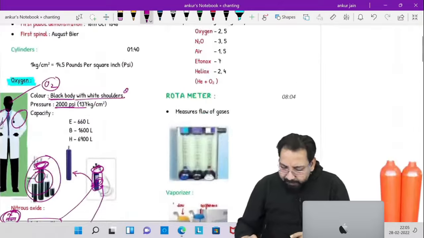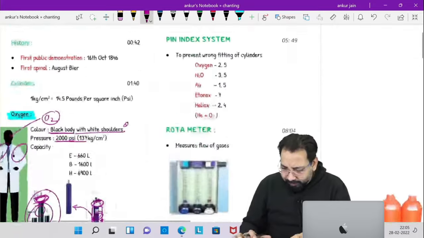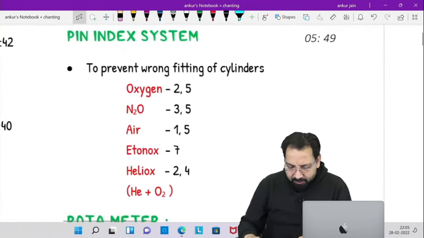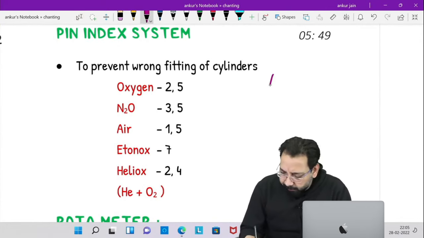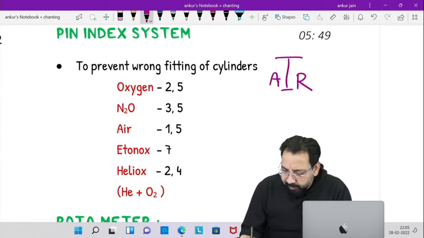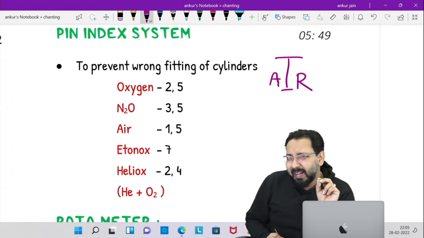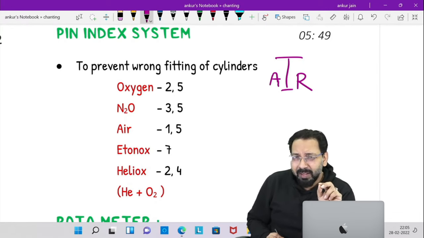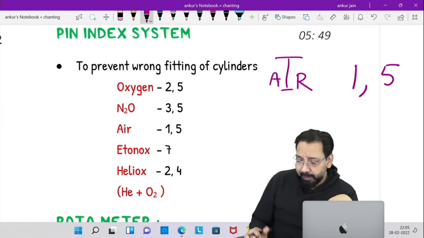Pin index is a frequently asked question. You will find so many things, you know, Sivalli and everything is there. Don't worry. For the pin index system, you will remember simply air first. I changed the sequence for the mnemonic: A-I-R, air. Air is one of the five elements: air, fire. So air is one of the 5 elements. So 1, 5.